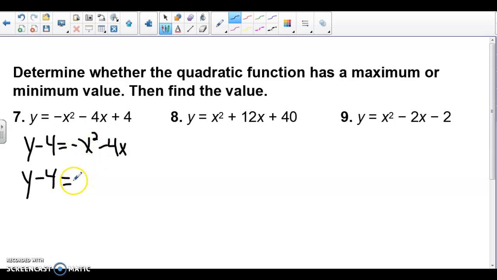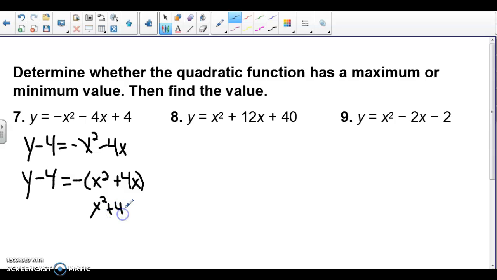Alright, now I'm going to factor a negative sign out of this side. Give me x squared plus 4x. And now I'm going to complete the square. So I'm going to add 4 inside the parentheses.